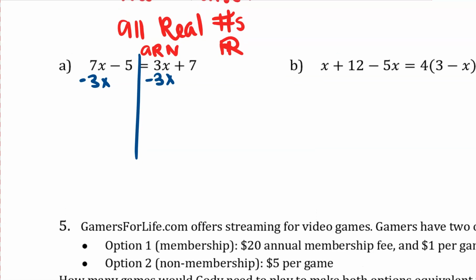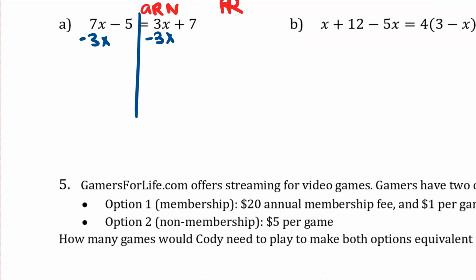7x minus 3x is going to leave us with 4x. We still have this minus 5. These x's will cancel. We'll still have the 7. All right, and then the goal is to get x by itself, so we need to move the 4 and the negative 5. I'll move the negative 5 first. Opposite of minus 5 is plus 5. Whatever I do to the left, I do to the right. I'm left with 4x equals 7 plus 5 is 12.